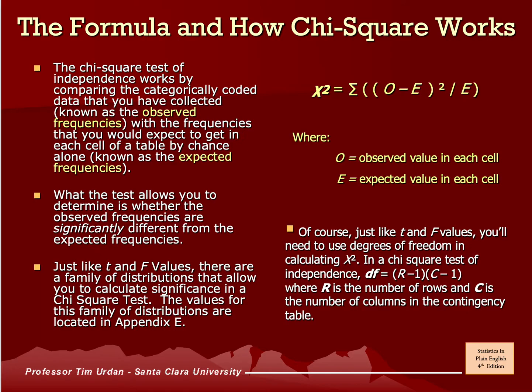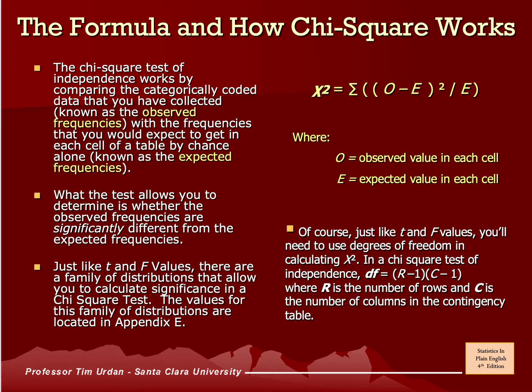So just like our t-test and our f-values, there are family distributions that let you calculate the significance of chi-squared, and we're going to use Appendix E. Like I said, we're building on what we've already done. We're going to follow the process. We're going to calculate the chi-squared observed value, and then we're going to use Appendix E to work with it.